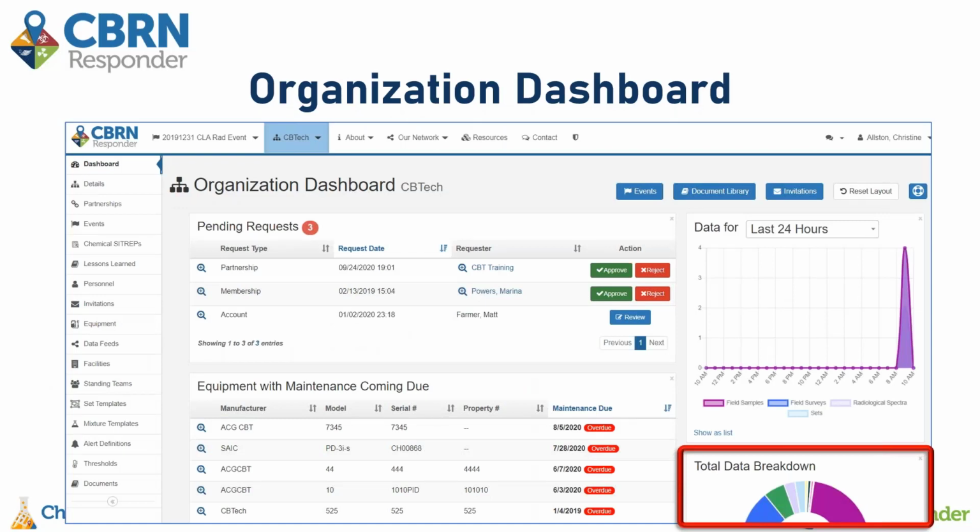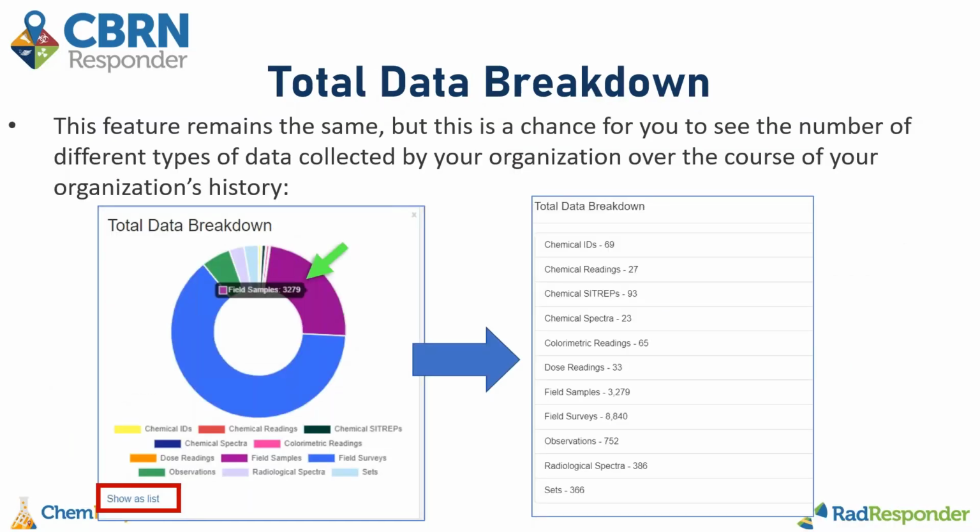A little bit below that is the total data breakdown. So again, this is going to look really familiar as well, and this feature remains the same as it was currently implemented. But this is a great chance for you at the organization side of things to see the number of different types of data collected by your organization over the course of your organization's history. So again, this is the total number of data and the different data types across your organization, and it is not event specific. So you can see over the course of this organization's history, over 8,800 surveys have been entered, about 3,200 field samples. So you can see and probably assume this organization has been around for a while and does a lot of data collection in CBRNResponder.